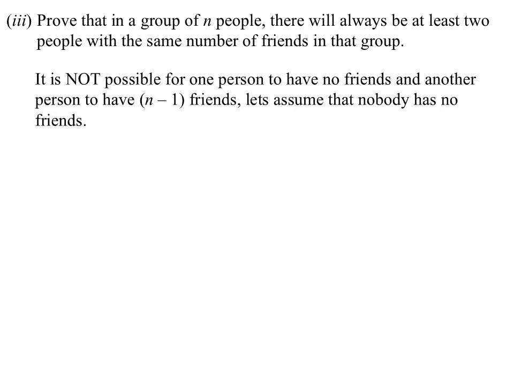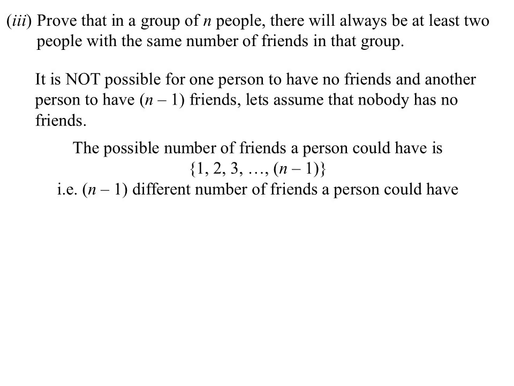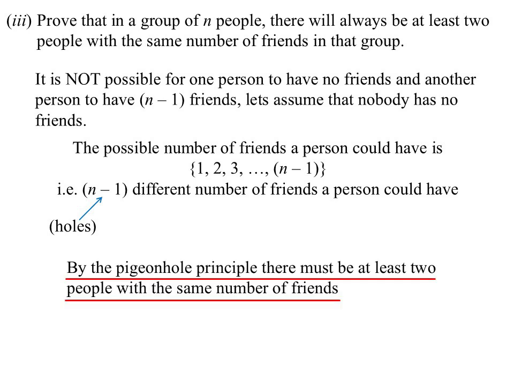It's not possible for one of those people to have no friends and another person to have n-1 friends. That would be impossible. So I'm going to assume that the possibilities are you could have 1 friend, 2 friends, 3 friends, going up to n-1 friends. I'm going to assume no one there has no friends. So there are n-1 different numbers of friends a person could have. They're the holes. So by the pigeonhole principle, because remember we've got n people, and we're putting them into n-1 holes, there must be at least 2 people with the same number of friends.